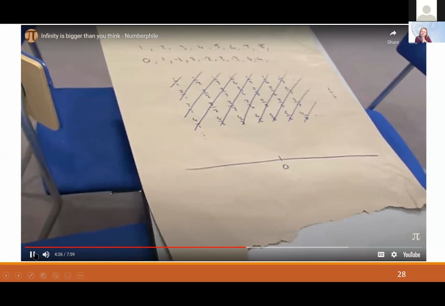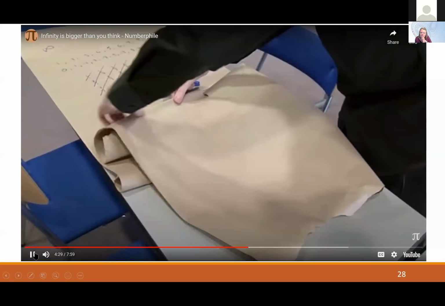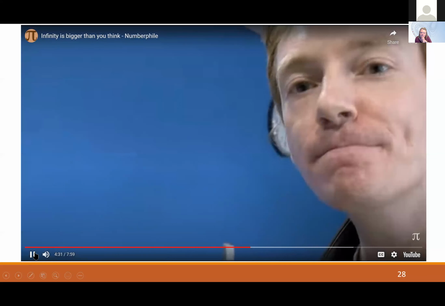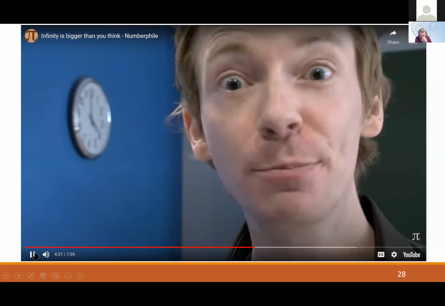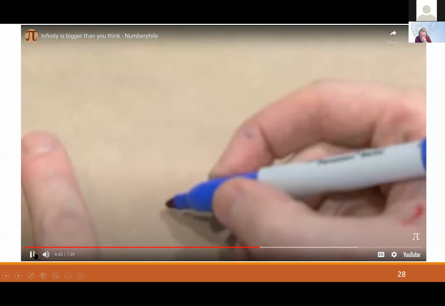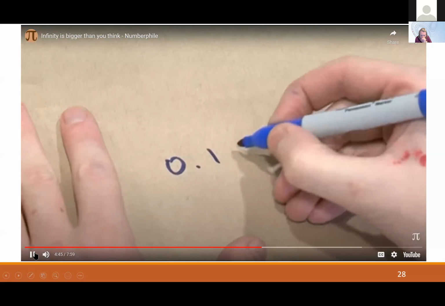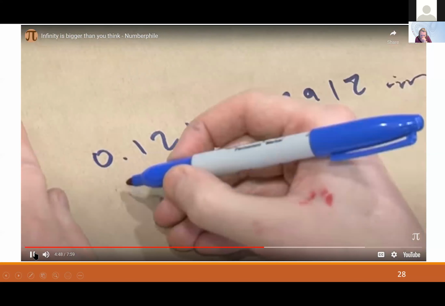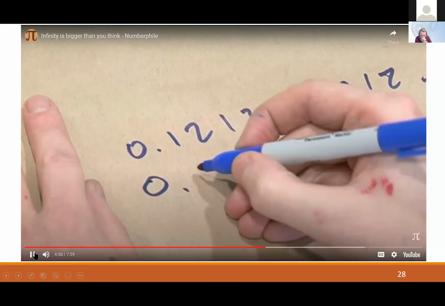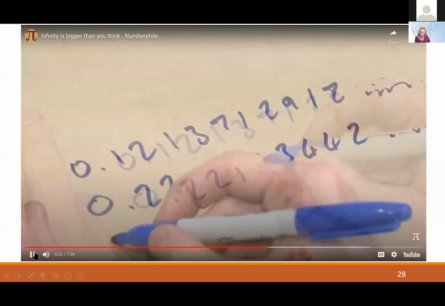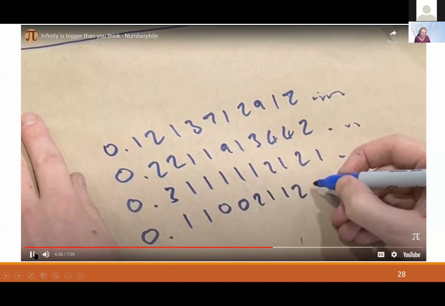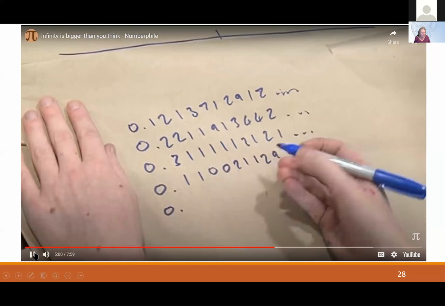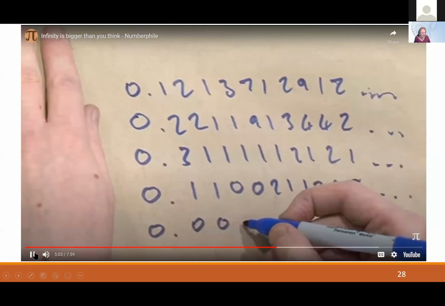We need paper. We need an infinite amount of paper here, I think. It's a big topic. Imagine we could list all the decimals. We can't actually, but pretend we can. What would it look like? We'll start with all the 0 point decimals. Let's pick some decimals: 1, 2, 1. Let's pick the next one, say 2, 2, 1. Next one: 3, 1, 1, 1, 1, 1, 2, 9. And let's take another one here: 0, 0, 1, 7, 6.